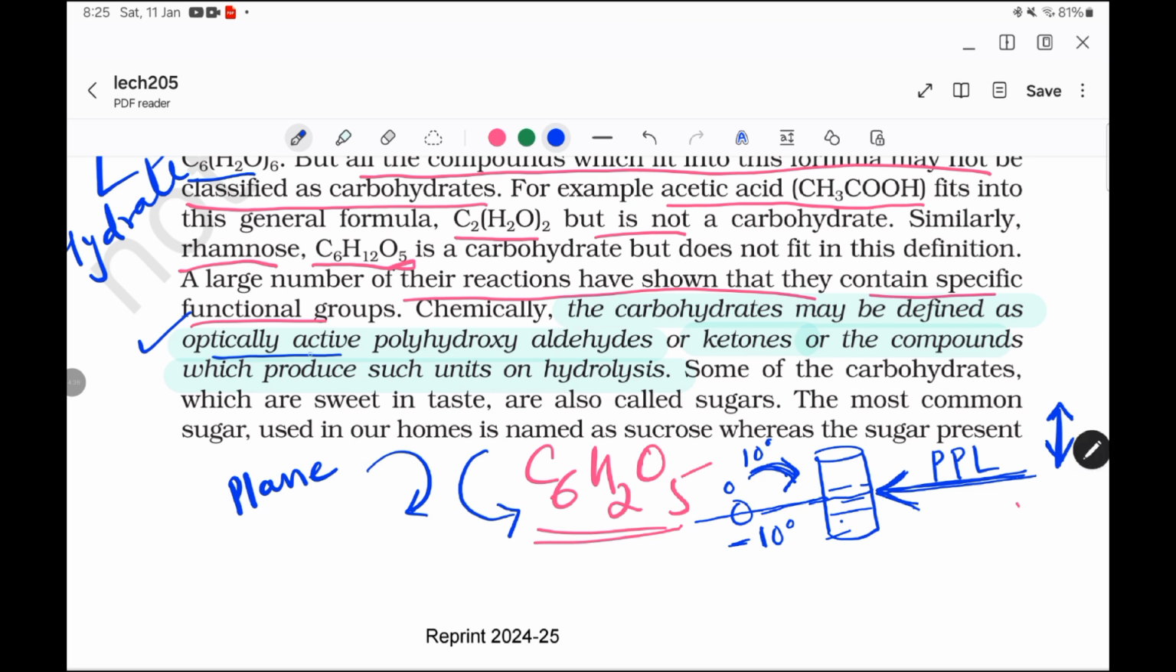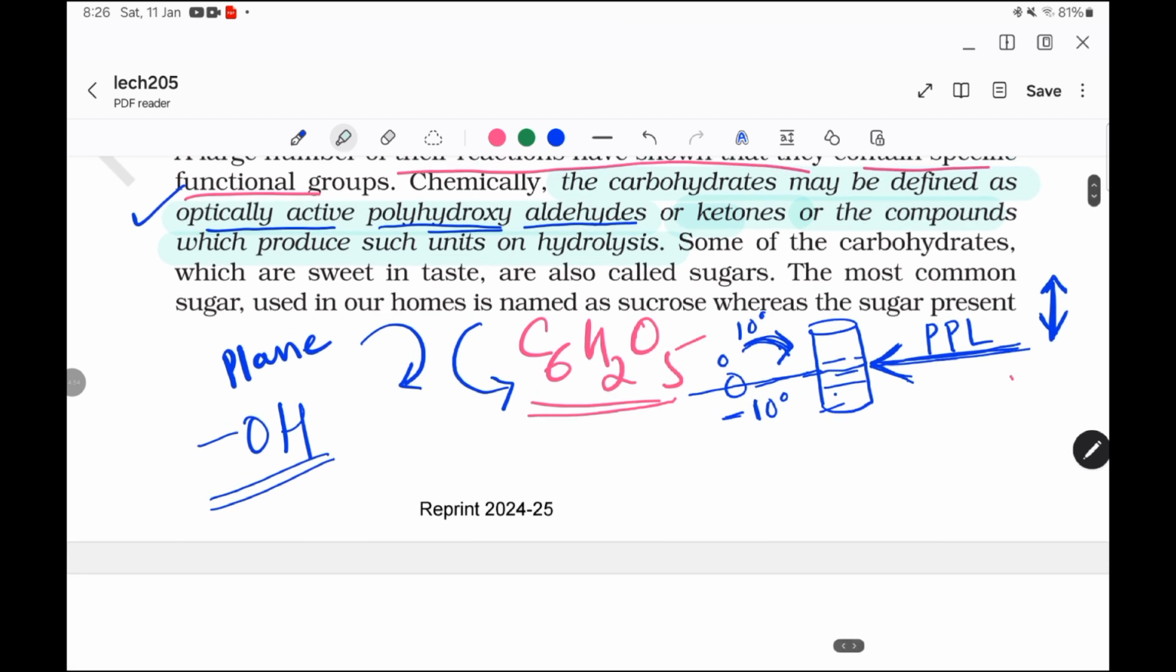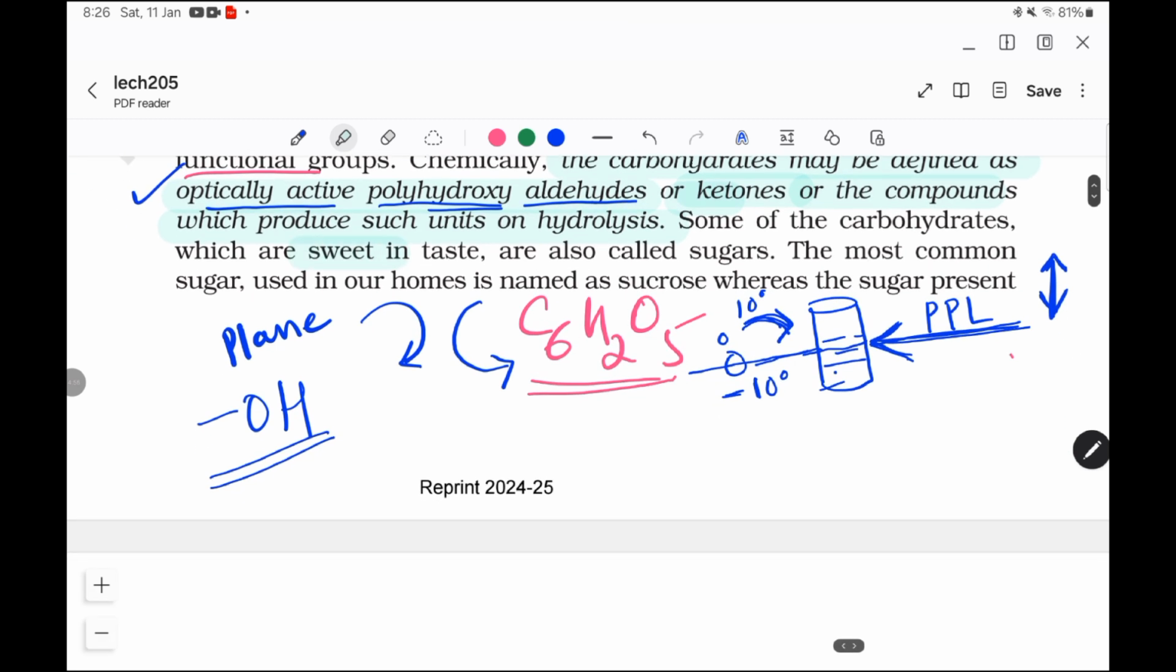So carbohydrates are optically active polyhydroxy compounds. They should have lots of OH groups, at least one. They should have the functional group of aldehydes, or the functional group of ketones, or be compounds which produce such units on hydrolysis. Some of the carbohydrates are sweet, like chini, which is sweet in taste. They are called sugars. Fructose is sweet, so it's called sugar.